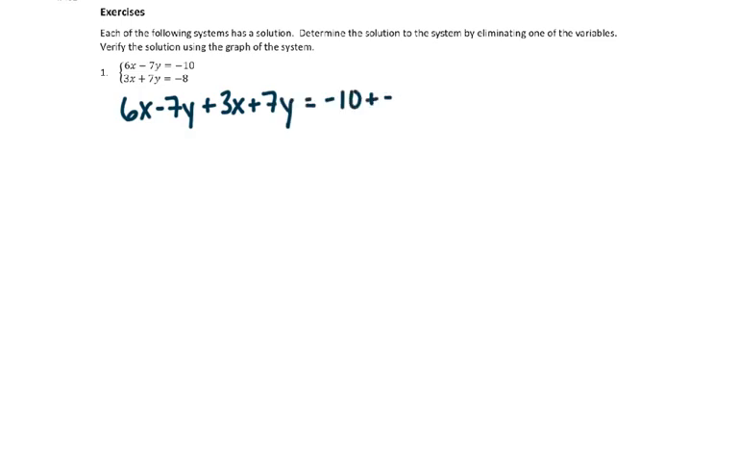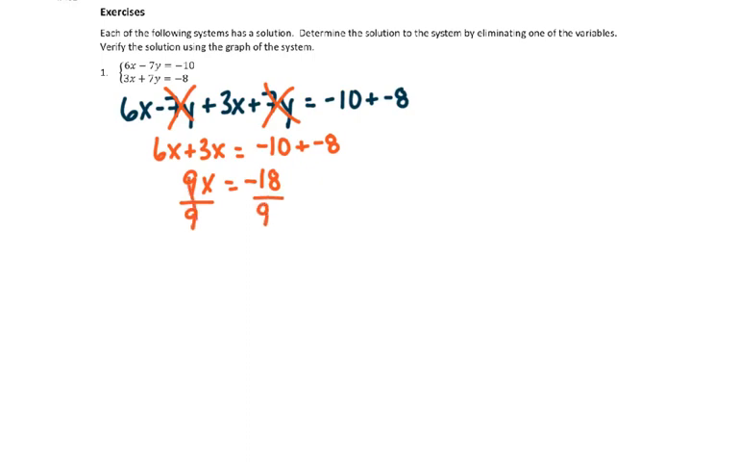So I've got negative 10 plus negative 8. So remember, since I have a negative 7y and a positive 7y, they are eliminated. So I now have 6x plus 3x equals negative 10 plus negative 8. So now I'm going to combine like terms. So I've got 6x plus 3x, which is 9x, equals negative 10 plus negative 8, which is negative 18. So I'm going to divide both sides of this equation by 9 because right now 9 is being multiplied by x. So now I have x equals negative 2.